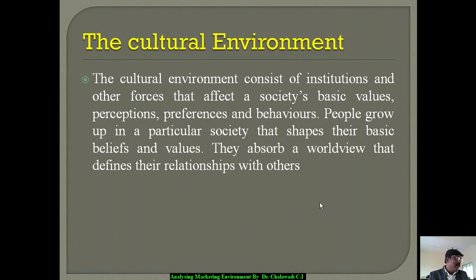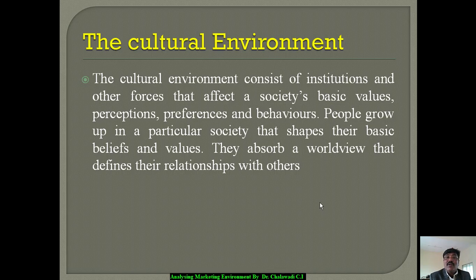And the next point is the cultural environment. What is the cultural environment here? The cultural environment consists of institutions and other forces that affect a society's basic values, perceptions, preferences, and behaviors. People grow up in a particular society that shapes their basic beliefs and values. They absorb a worldview that defines their relationship with others.